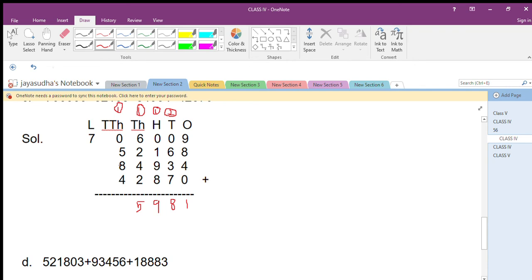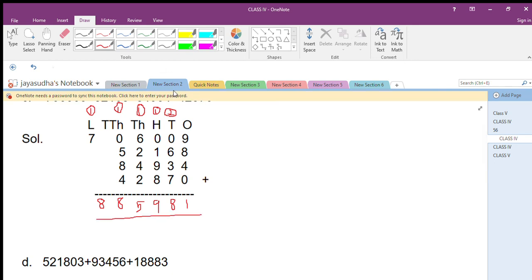4 plus 8, 12. 12 plus 5, 17. 17 plus 0, 17. Again remember 1. 17 plus 1, 18. 18, 8 only here. 1 carry to the next place. Here 7. 7 plus 1, 8. So you want to write the digits in the place value. Straightly you have to write the place values only. So then only your answer is right. That's all.